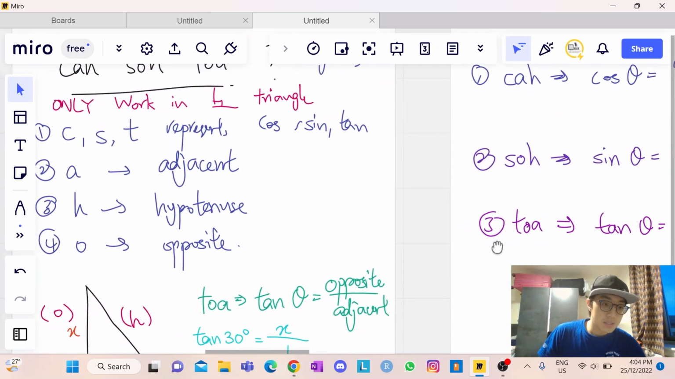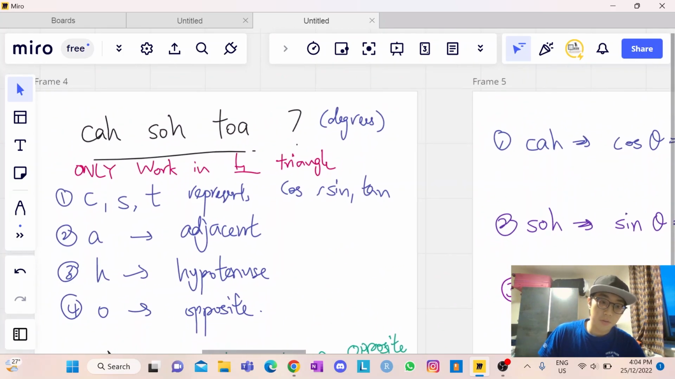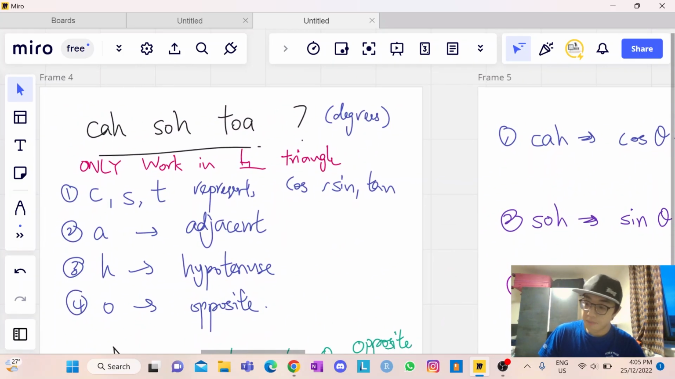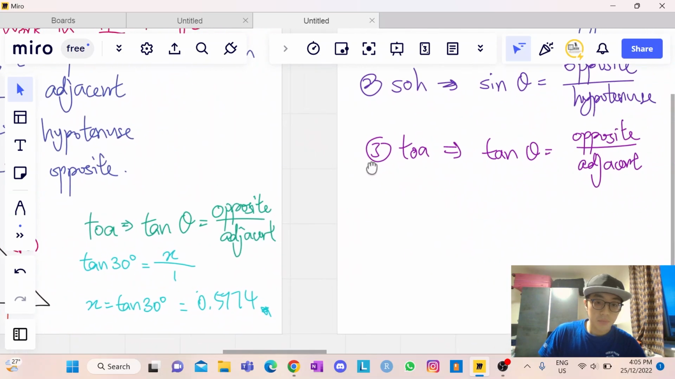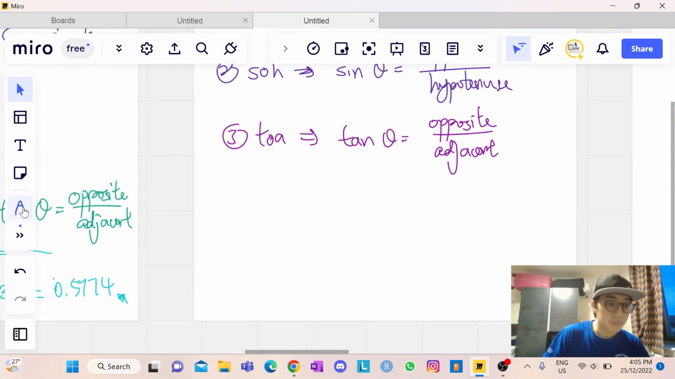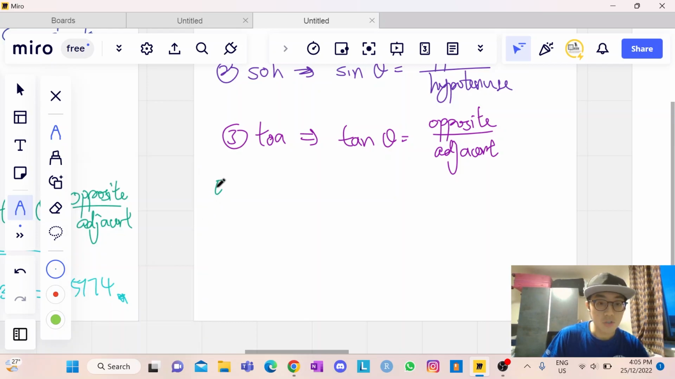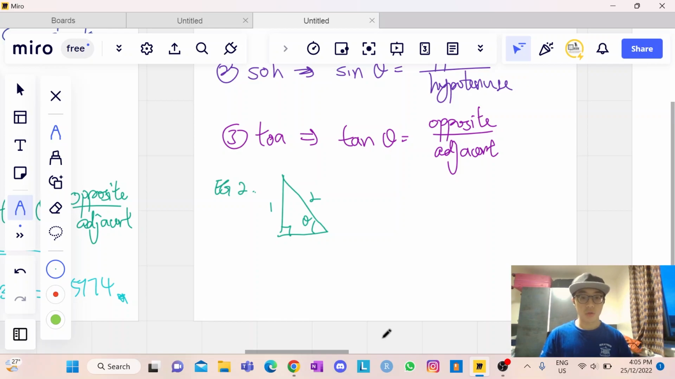So that's it for this video about trigonometry. I'm going to give you another example. In this example, number 2, I give you a right angle triangle. I want you to find the angle theta, and I give you this 1 and 2. So how do you look for theta?